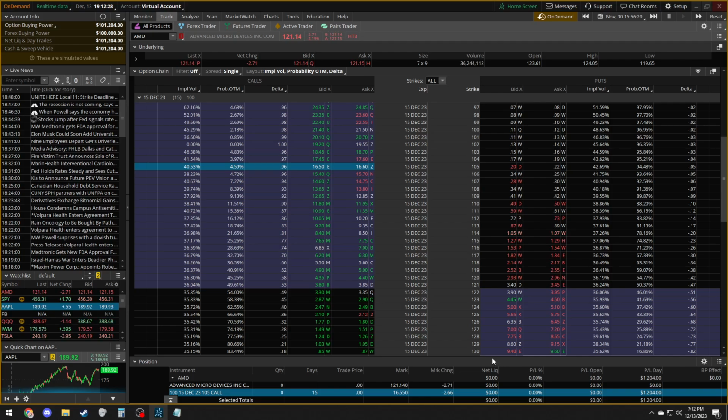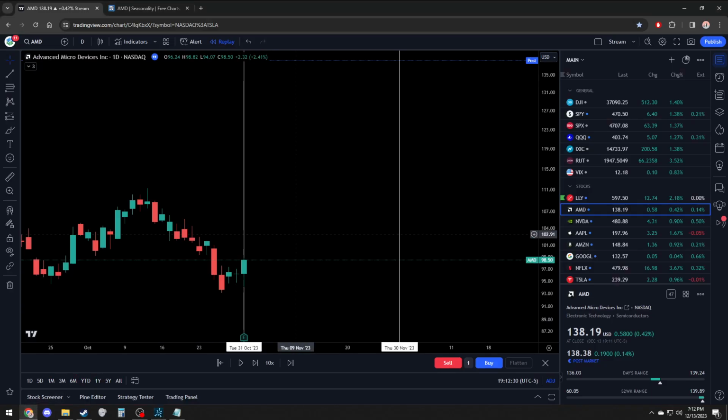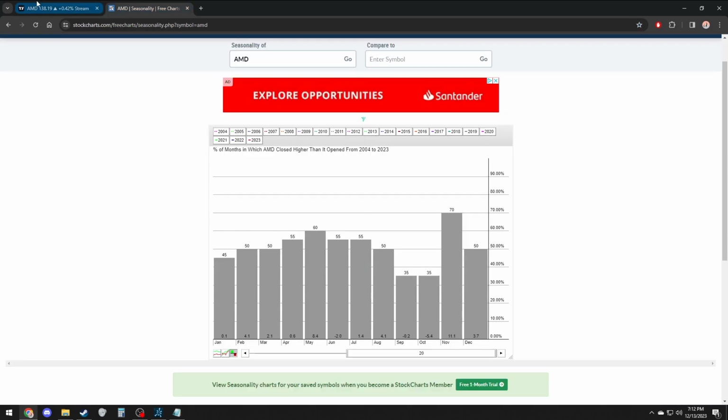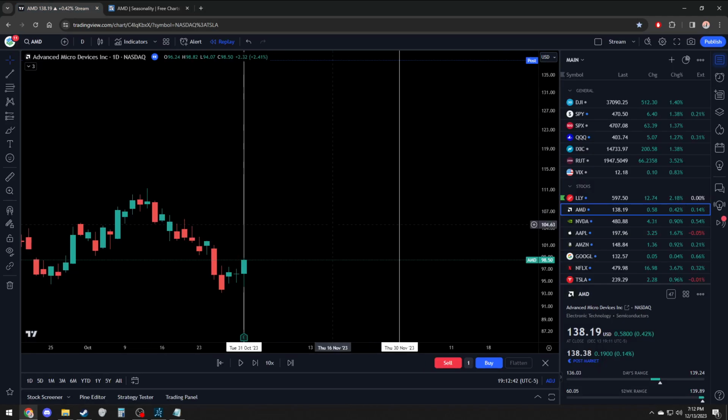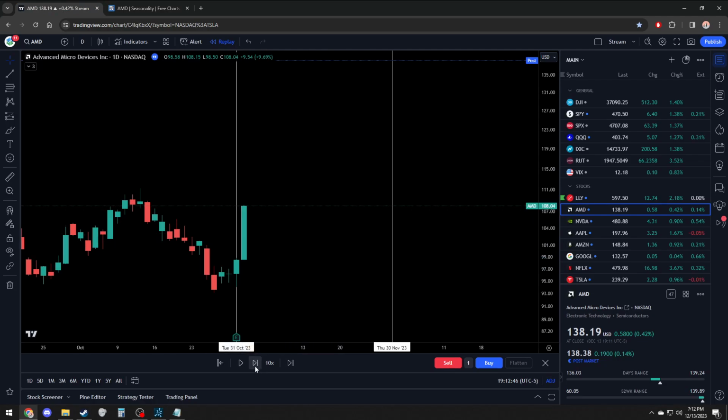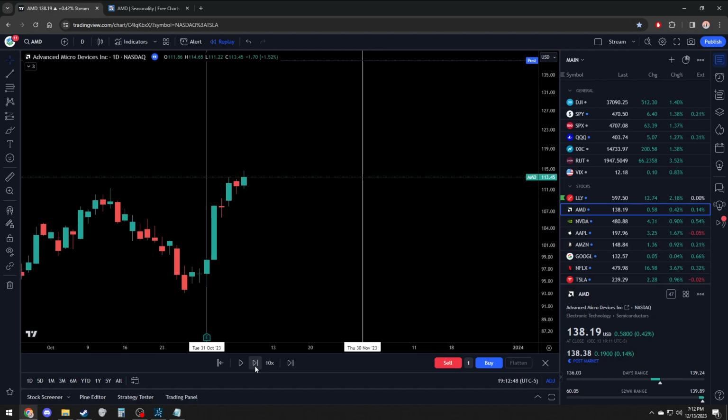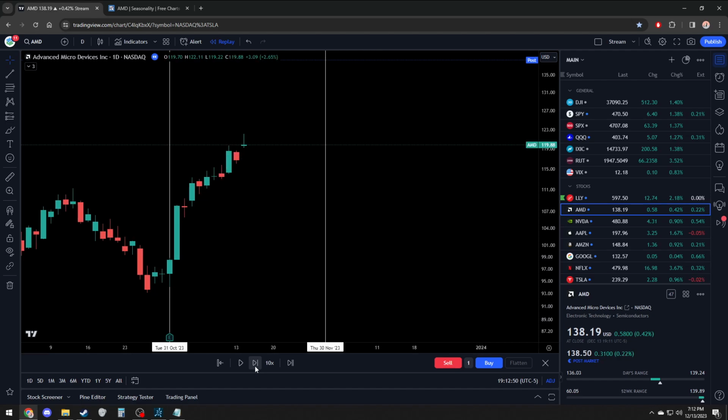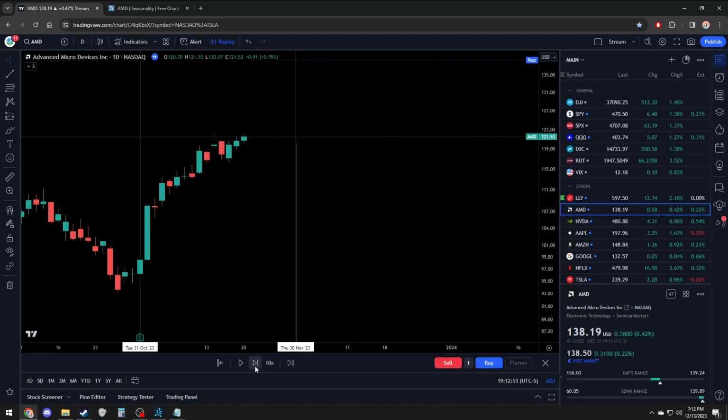Now, this doesn't mean this is a bulletproof strategy. There are going to be months where you use this strategy and you use seasonality, right? There's a reason why this only goes up 70% of the time. There's a 30% chance that you lose money on this, technically. So it's not bulletproof, it's not foolproof. But you can see here, if I fast forward the chart, AMD for the month of November did pretty well.